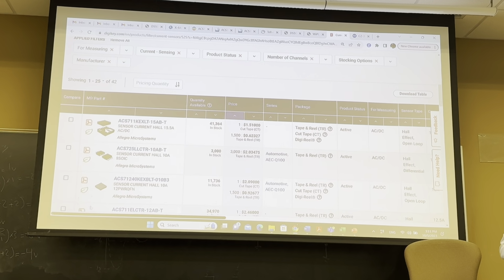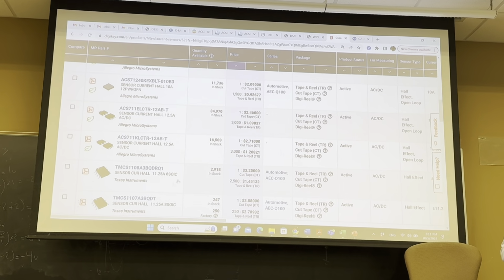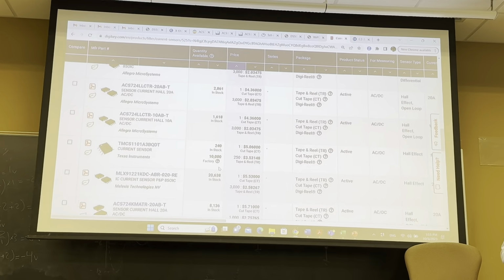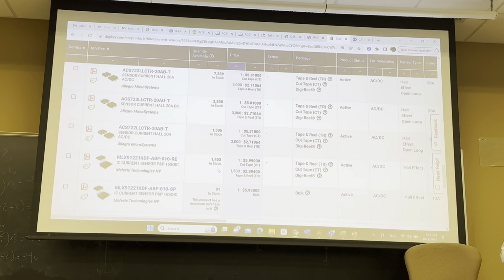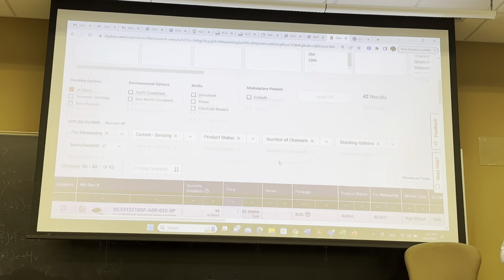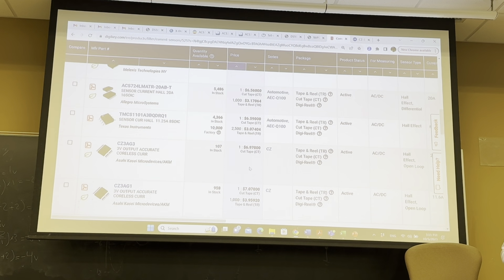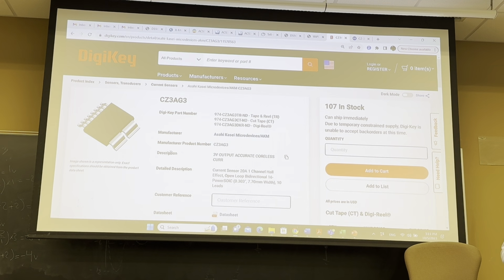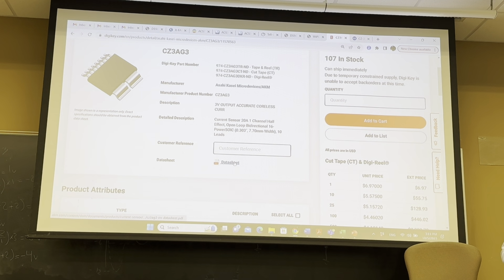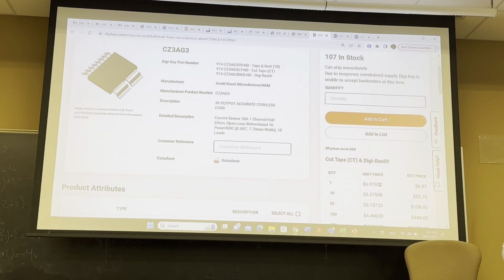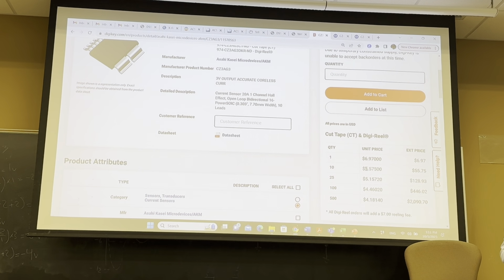It's just my personal preference, but I don't necessarily recommend it. Imagine that you go with this model, AKM. As you can see, if you buy one, it's $6. If you buy 10, it's $5 each.